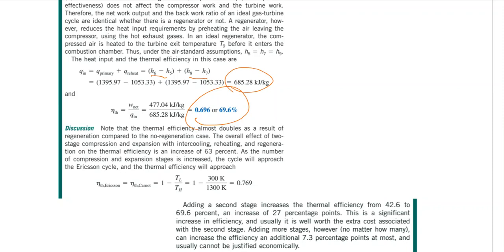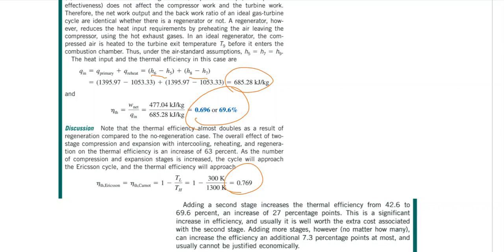If I use the thermal efficiency of the Ericsson cycle or of the Carnot cycle, that would be equal to 1 minus TL by TH, the low temperature and the high temperature. The low temperature is 300 Kelvin, the high temperature is 1300 Kelvin. Using the Carnot efficiency, which is the maximum efficiency possible for a heat engine between two reservoirs or two temperature zones, the efficiency comes up as 76.9%. Comparing this with the previous, which is 69.6%.